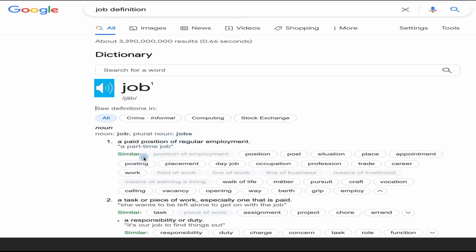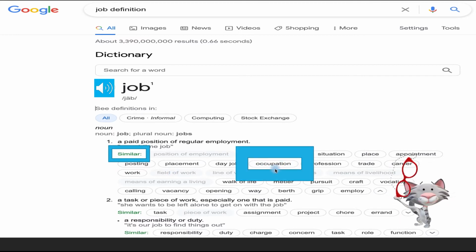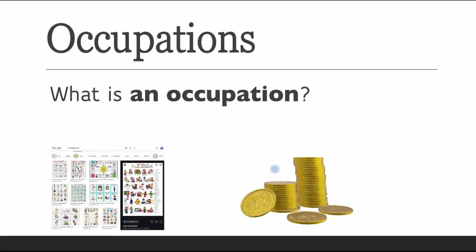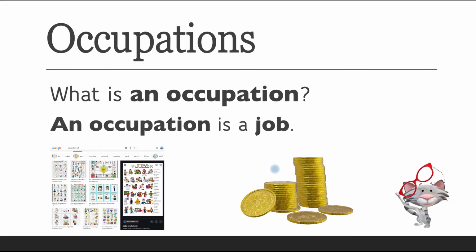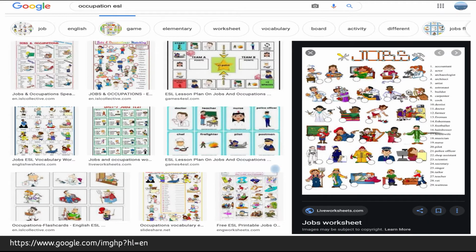And then it has similar words. Position, post, situation. These all sort of mean job until you get to this one here, occupation. So we ask, what is an occupation? Occupation is a job. Brilliant. Wonderful. Yes, an occupation is a job. Now, you think that's Professor Neil's words? No, this is not Professor Neil's words.